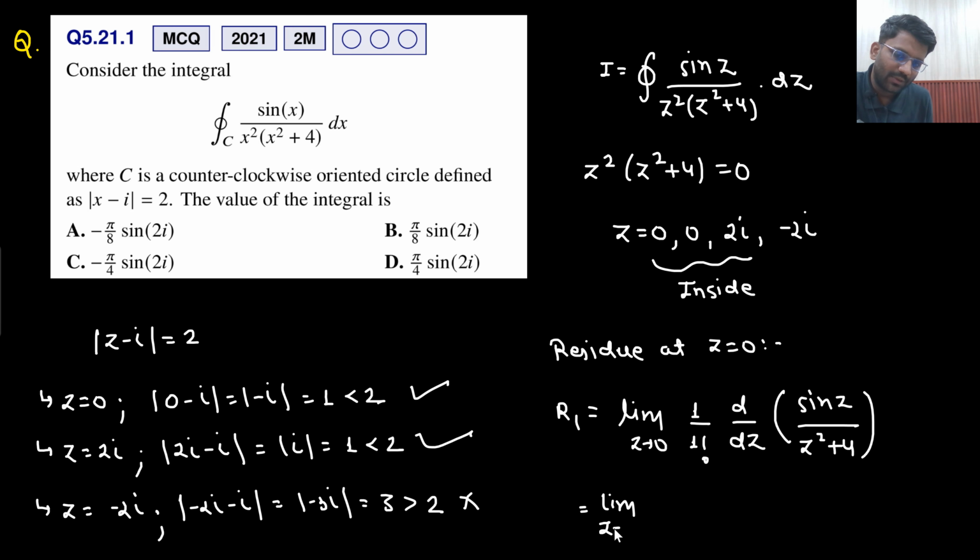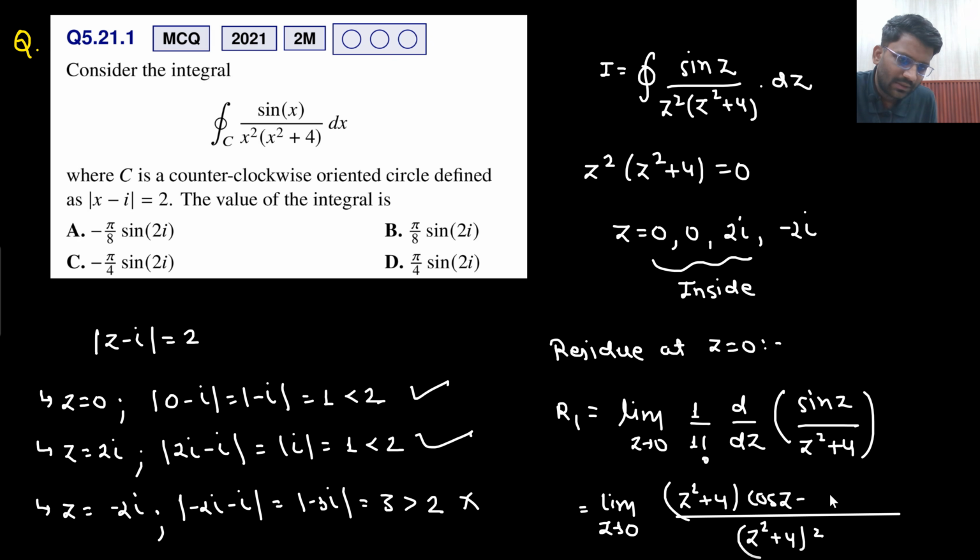So limit z tending to 0. I am supposed to differentiate this function. What value will I be getting? Denominator z square plus 4 whole square. Z square plus 4 times the differentiation of sin z, which will be cos z, minus sin z as it is into 2z. Okay. So what answer are you getting? 1 by 4 I will be getting. If I put z tending to 0 here, it will become 4 into 1 minus 0 divided by 4 square. Right. So the answer is coming out to be 1 by 4. So residue R1 is coming out to be 1 by 4.